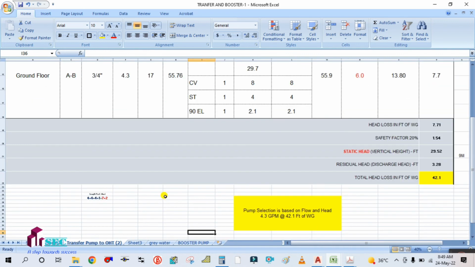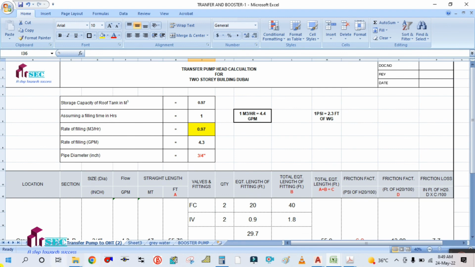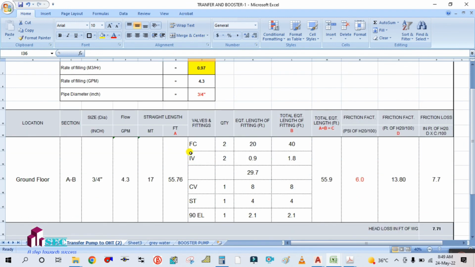So I think you guys have learned how to calculate the booster pump head calculation for plumbing.